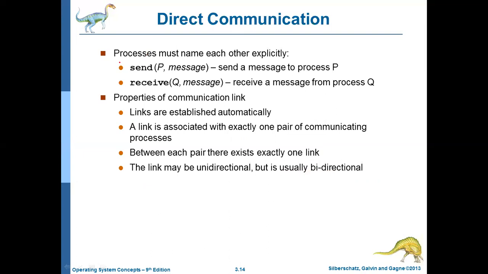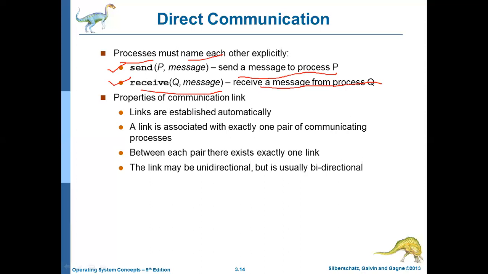What the processes must do is name each other. So if a process wants to communicate, then through the send message, P will send the message to Q. Receive Q comma message refers to receiving a message from process Q. So these are the two operations, send and receive. This is the syntax of the two operations when the processes name each other explicitly.